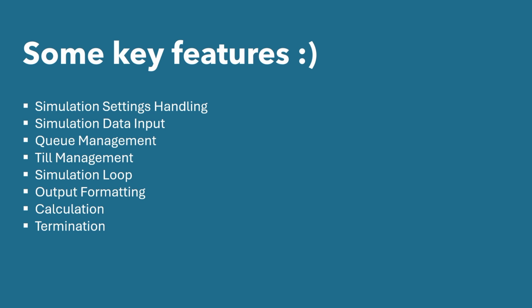Tills are represented using the tills list. So each till has attributes including idle time, busy time, and the time remaining to serve the current buyer. The find free till function is used to find an available till for the next buyer.